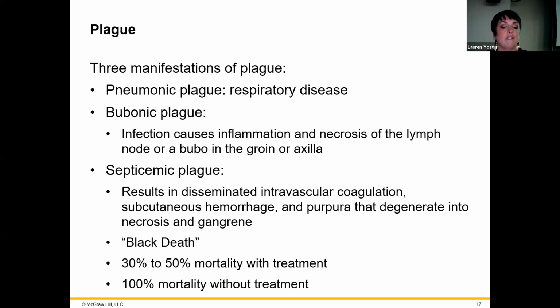And that's why we call it the Black Death, is because literally the tissue will be turning black from the necrosis. It's a 30 to 50% mortality rate if we give you all of the treatment that we have available. 30 to 50% if we give you everything we've got. If you don't get any treatment, again, all septicemia, if you don't get treatment for it, you're going to die.